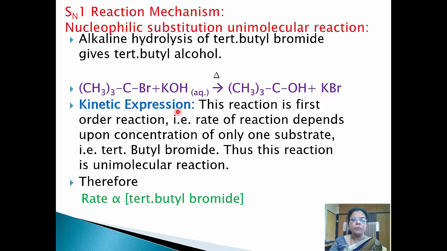The kinetic expression for this reaction is first order. That is, the rate of reaction depends upon the concentration of only one substrate, that is tertiary butyl bromide. Thus, this reaction is a unimolecular reaction. Therefore, the rate of reaction is directly proportional to the concentration of tertiary butyl bromide.